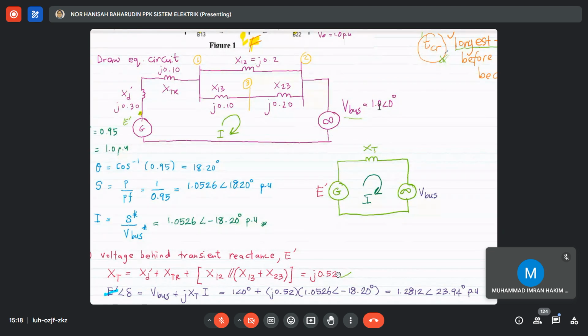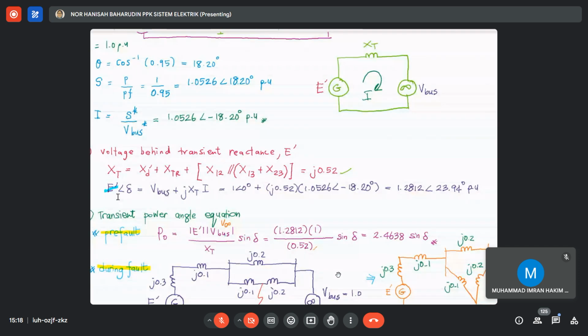So 1 plus jXT times I. Your XT you have calculated here, your current you have calculated from this calculation here. And then from here you are going to get your voltage behind transient reactance, or generator internal voltage.